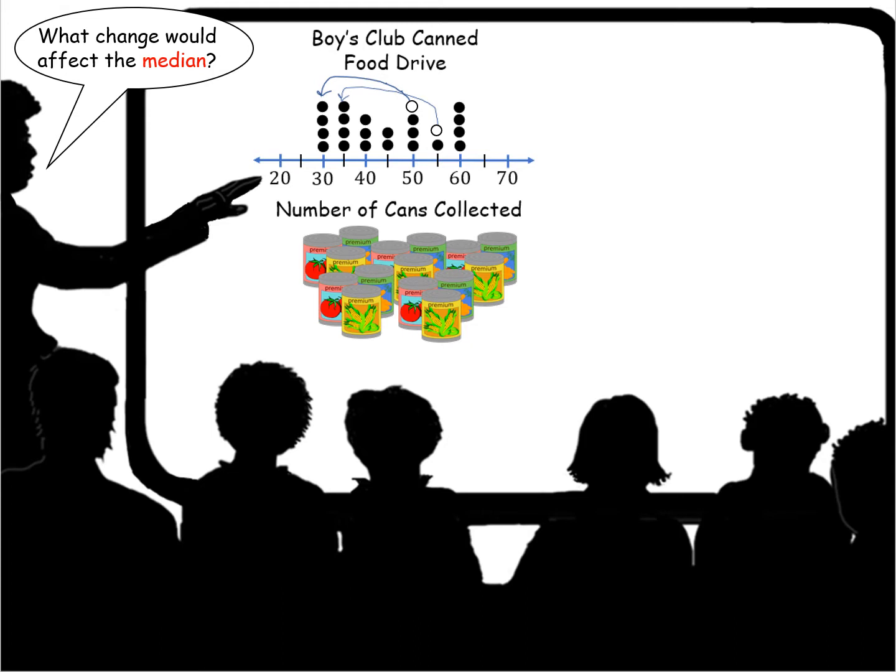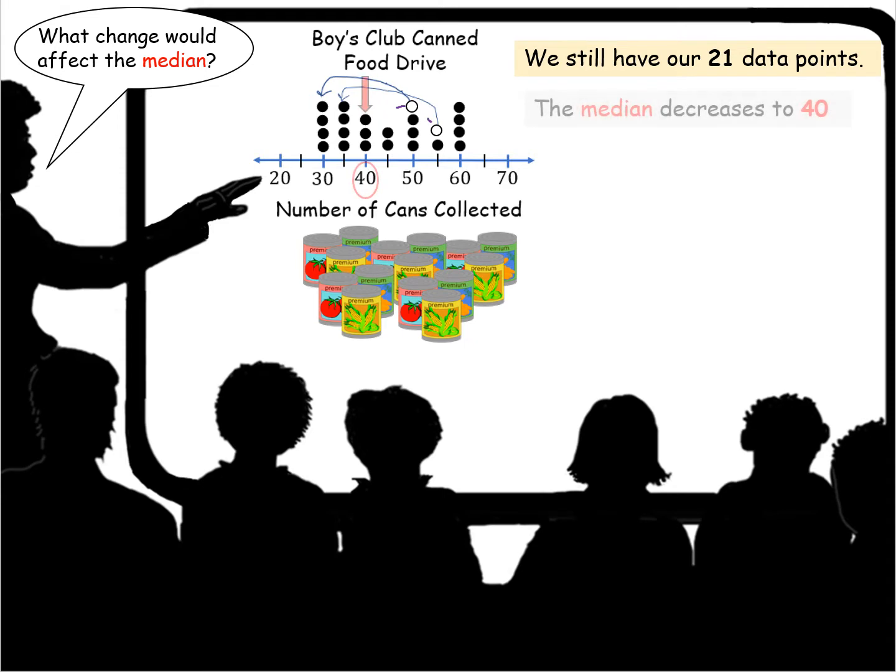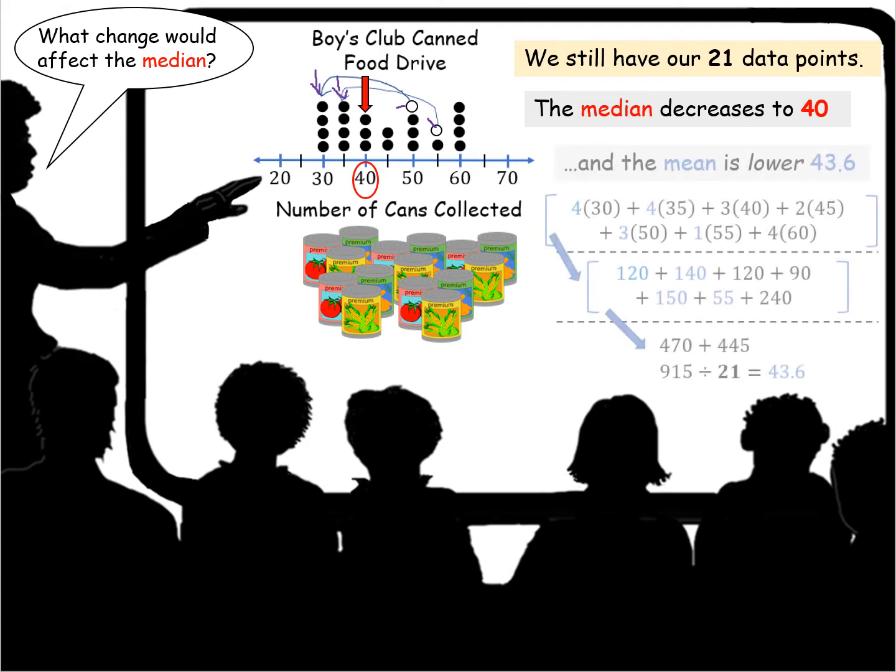So what would change the median? What would affect the median? Well, if we still have our 21 data points, what would happen if we moved this data point here, and this data point here? What would happen if we moved them over to this side? And we moved them right here, added it to those. Well, interestingly enough, the median decreases at that point to 40. So it moves from here to here.